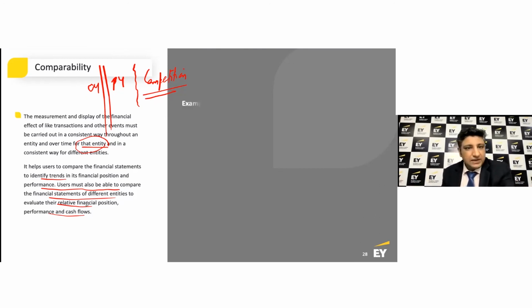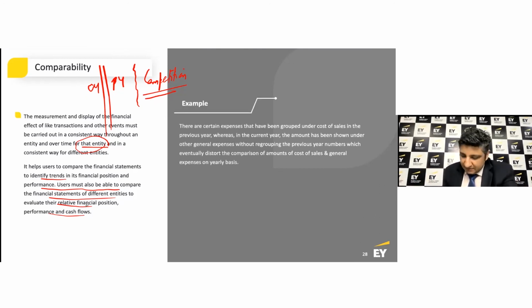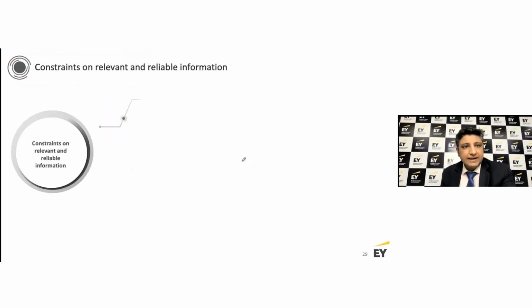A very small example: some expenses which were earlier shown under cost of sales, but now you want to show as other general expenses, is not an appropriate presentation. So you need to be careful in bringing that. Otherwise, your auditors can always qualify these statements if these are material, of course, even if these are not material, you're not allowed to do an incorrect accounting. That's something that you want to take care of.